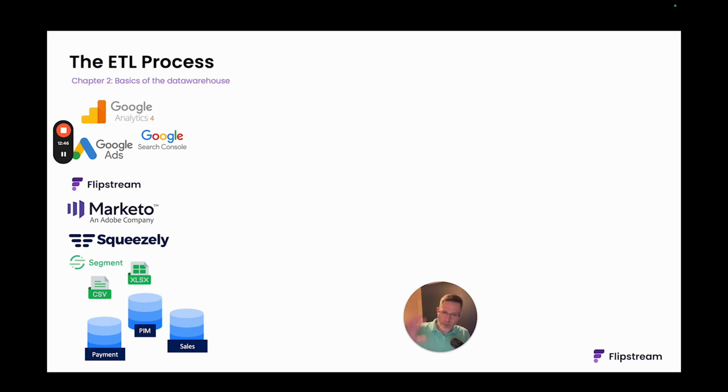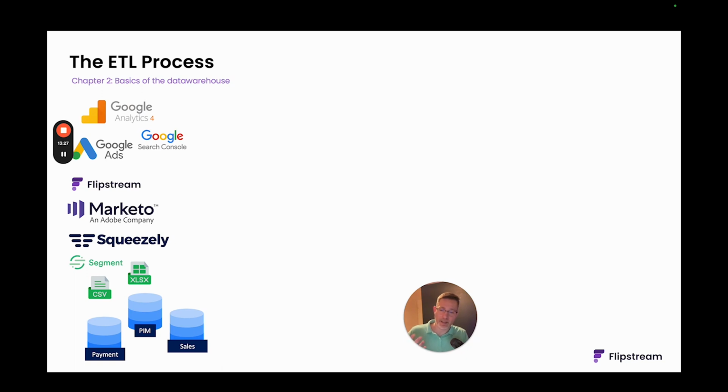So we've talked about data sources a lot. Data sources in our marketing world can be anything from an analytics provider, an ads provider, SEO data like Flipstream. It can be marketing automation. It can be a customer data platform like Squeezely, also Dutch, like Flipstream, or Segment, not Dutch. It can also be, like we mentioned during the data lake conversation, Excel files or CSV files or JSON files, or any file type, images literally could be used.